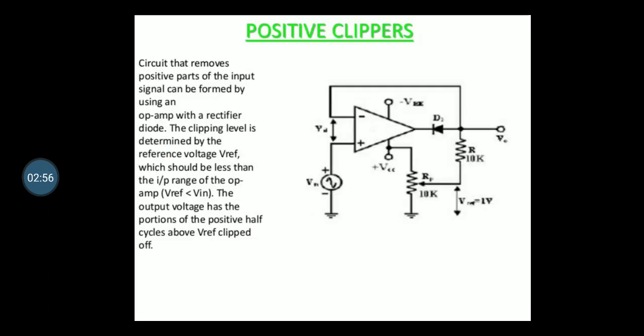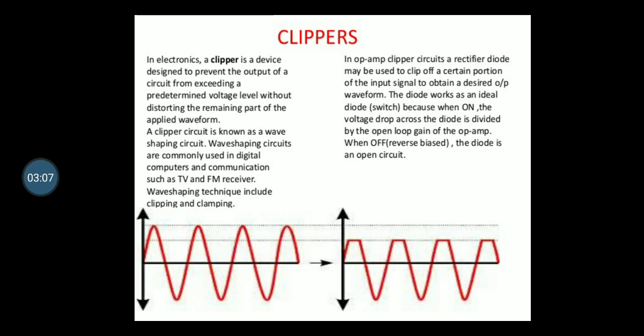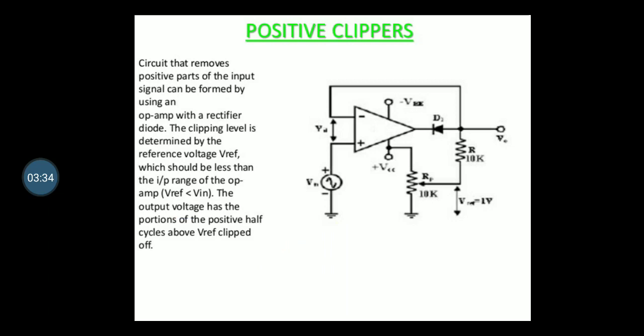So we have two types of clippers. One is the positive clipper and the other one is the negative clipper. As I already told, a clipper clips off a certain portion of the input signal. So look at this diagram. Here a certain portion of the signal is cut off and we obtain the output like the second waveform. So there are two types of clippers: the positive clipper and the negative clipper.